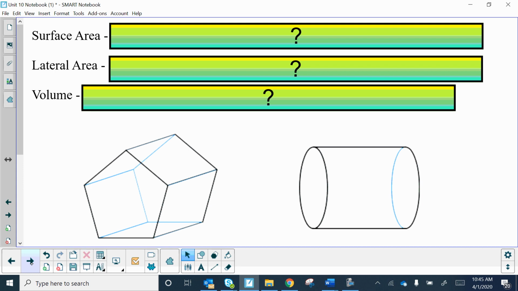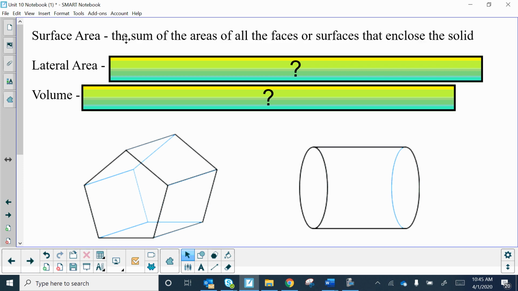So what is surface area? You did a little bit of this in middle school. This is when you take the sum of the areas of all the faces or surfaces, those mean the same thing, that enclose the solid. Think of it as painting the figure.